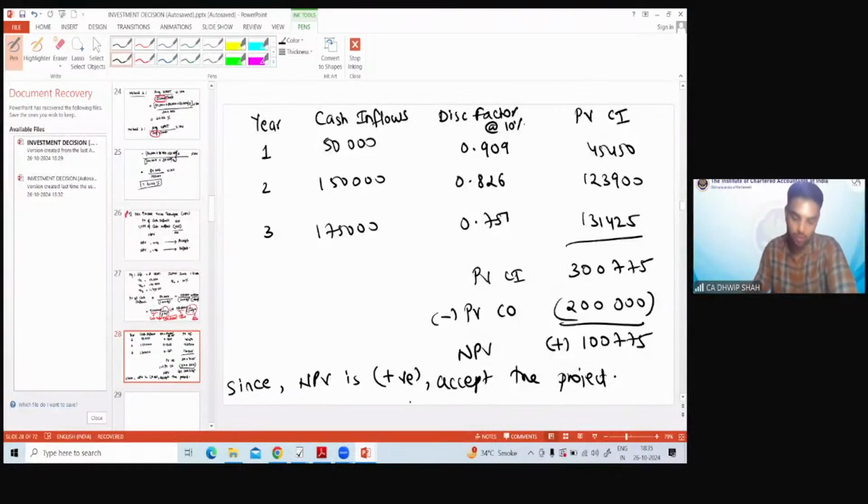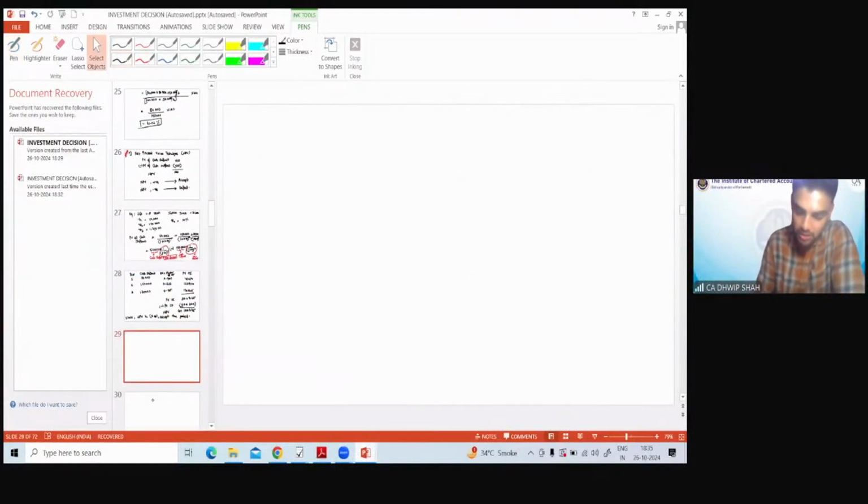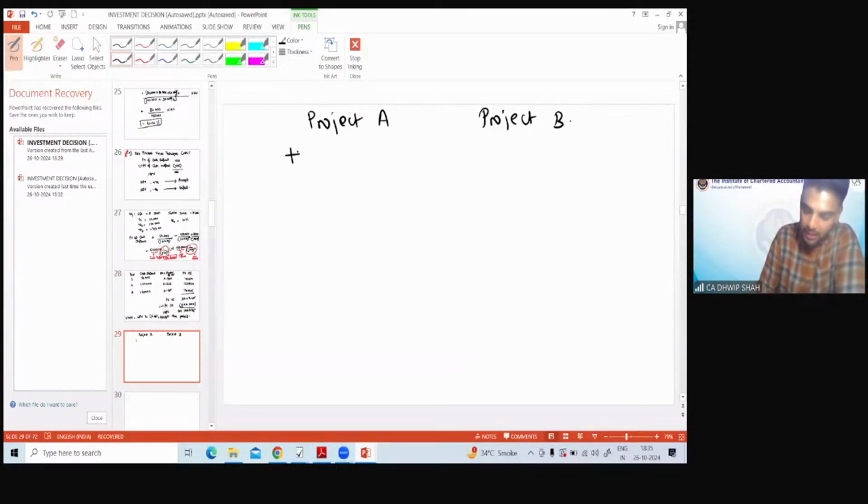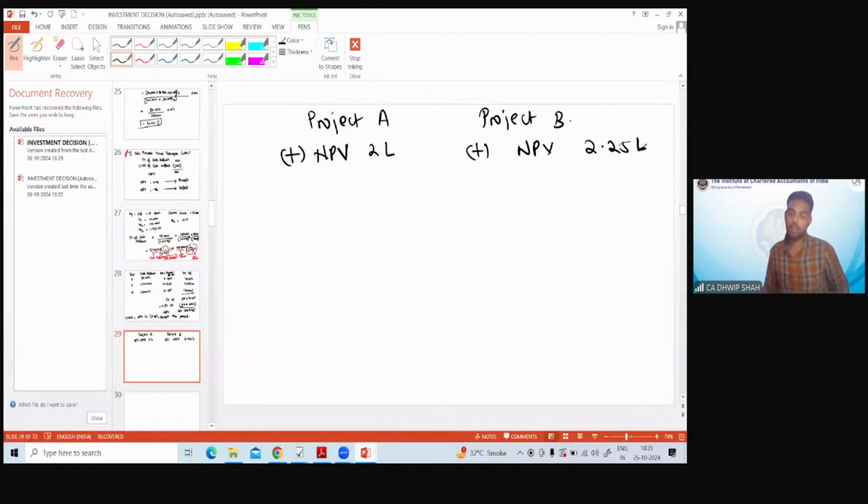Now my question to you, ध्यान से. My question to you: there are two projects that the company is evaluating. Project A, Project B. Both the projects are having positive NPV. Let's say project A is having positive NPV of 2 lakh, and let's say project B is having positive NPV of 2.25 lakh. So now my question to you: which project shall we select?